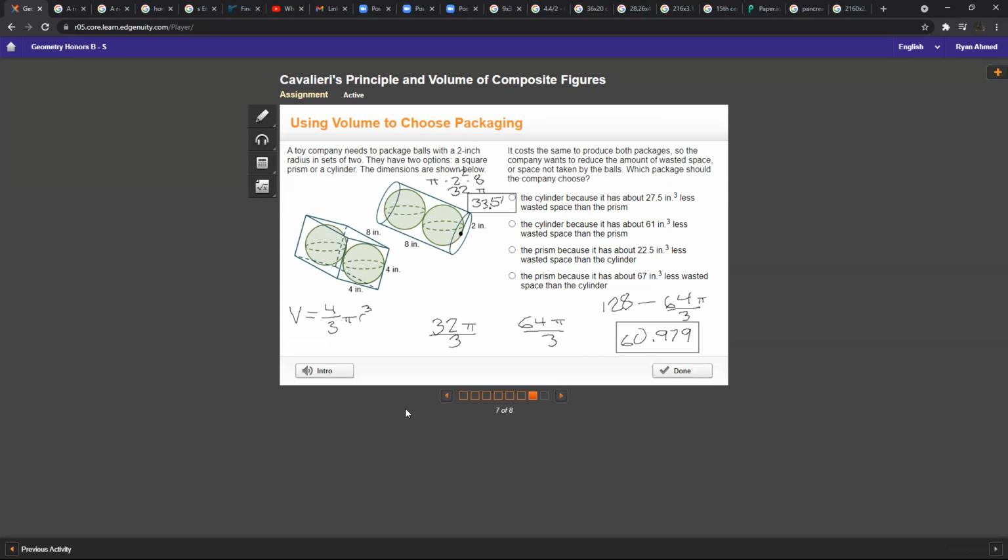I think it's going to be the second. Well, let's figure this out real quick. I want to take this option right here, the 60.979, and then subtract this one. They're talking about comparing the wasted space. So if we do 60 minus 33, we get about 27. So I think it should actually be the first one then. We're finding the difference in space wasted. So it would be about 27 if we do the 60 minus 33.